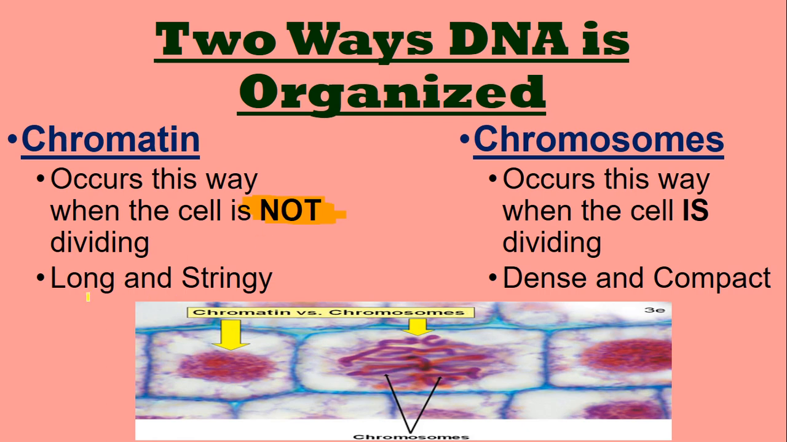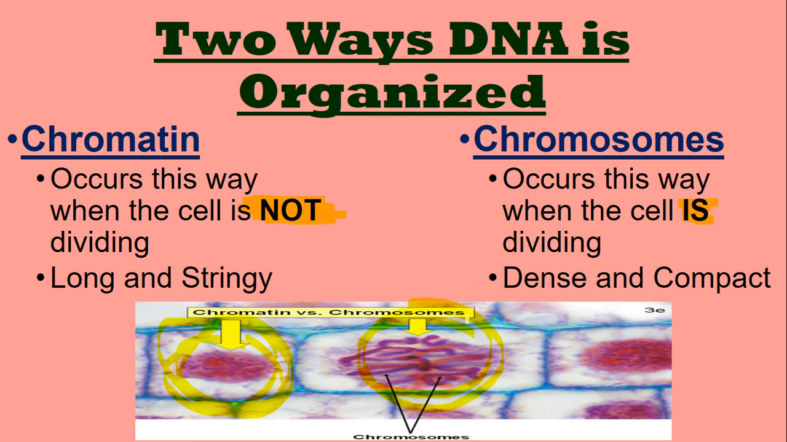When it's in the chromatin form, it looks long and stringy. You can see a picture right here of chromatin. That's what it looks like in a real cell. I think of it like taking a whole bunch of yarn and balling it up. That's what I think of when I think of chromatin. Chromosomes occur when the cell is dividing. It's dense and compact. You can see that right here. Most people draw a chromosome like an X.